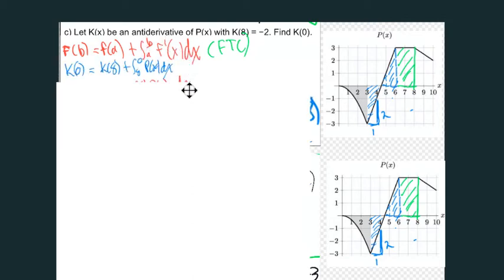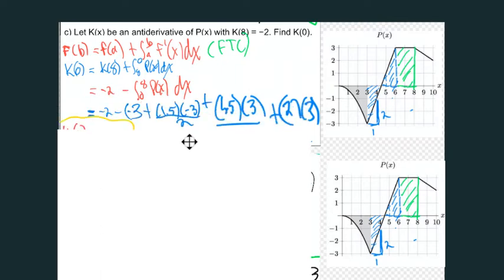Look at this. I want to figure out k at 0. k at 0 is going to equal k at 8, the given value, plus the integral from 8 to 0 of p of x. K of x is an antiderivative of p of x, which means I need to put the integral sign in front of p of x. So what is k of 8? It's given as negative 2. Then I have to do the integral from 8 to 0. Again, I always want a lesser number on the bottom, so I flip the integral, 0 to 8, and make it a negative out front.